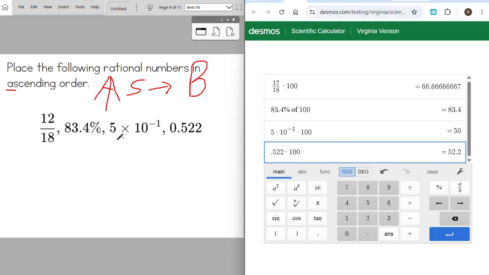So I have changed all of these numbers, 1, 2, 3, 4, into percents. This one, I didn't have to change it. I just didn't want to forget it.